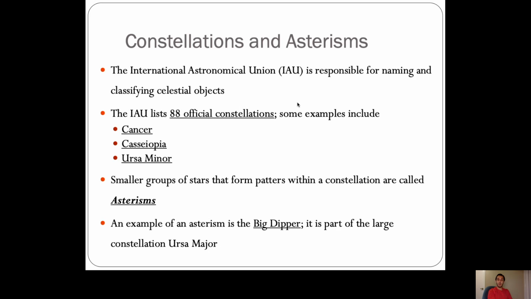Smaller groups of stars that form patterns within a constellation are called asterisms. An asterism could be like the Big Dipper, which is a small piece of a larger constellation called Ursa Major. I'll show you on the next slide.